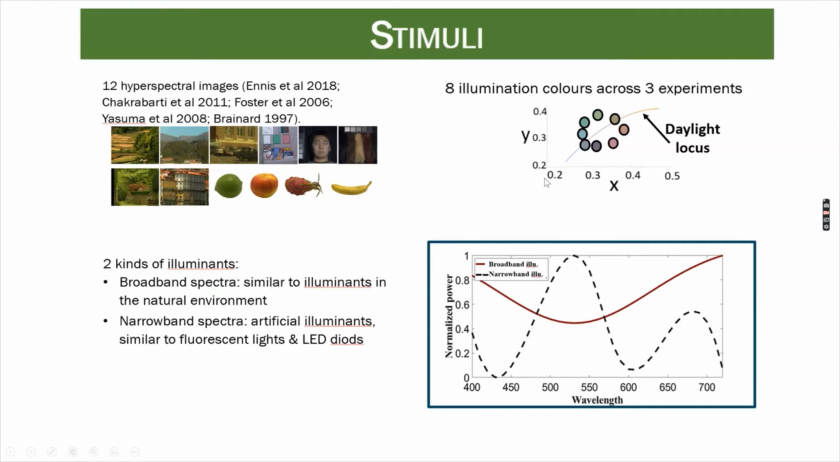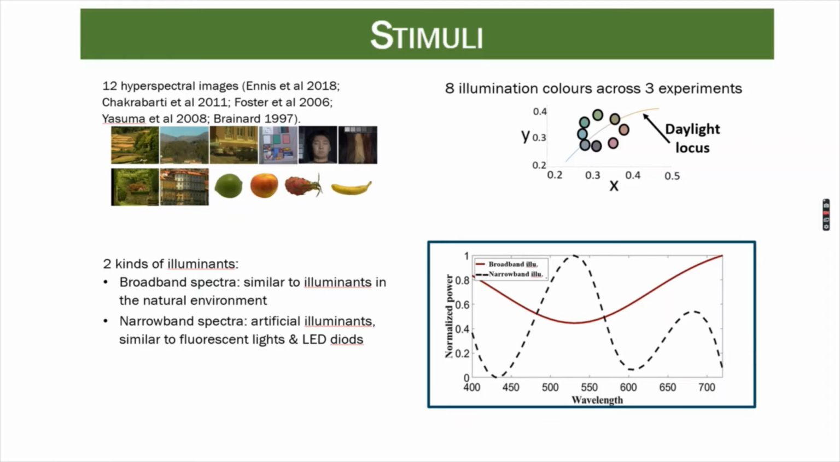We also used totally 8 illumination colors. 2 of them, yellow and blue, were along the daylight locus, and red and green were orthogonal to the daylight locus, and we also used 4 other illumination colors in between to cover intermediate color directions.